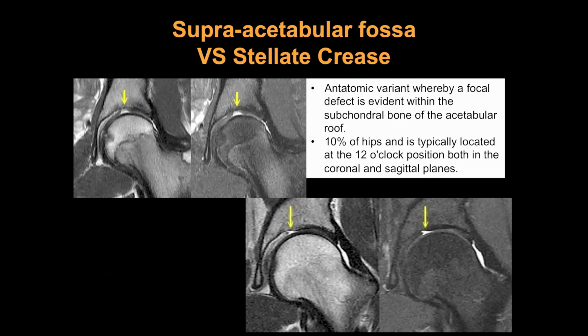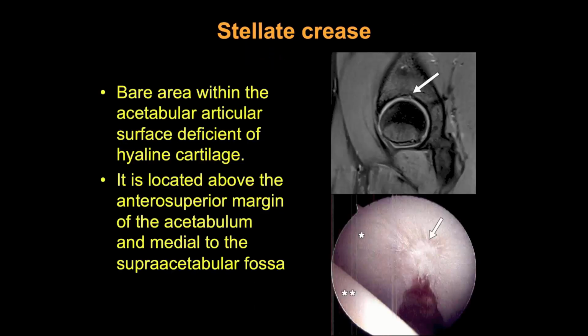And here is an MR representation of the supraacetabular fossa. So these are anatomic variants whereby a focal defect is evident within the subchondral bone of the acetabular roof. In 10% of hips it is typically located at the 12 o'clock position on both the coronal and sagittal planes as depicted here. So the stellate crease is that bare area within the acetabular articular surface deficient of hyaline cartilage and is located above the anterior superior margin of the acetabulum and medial to the supraacetabular fossa.